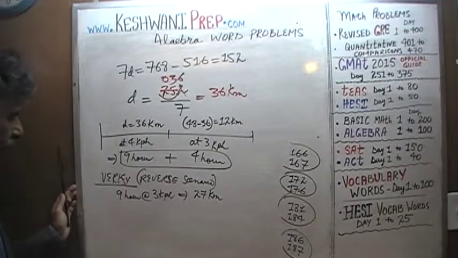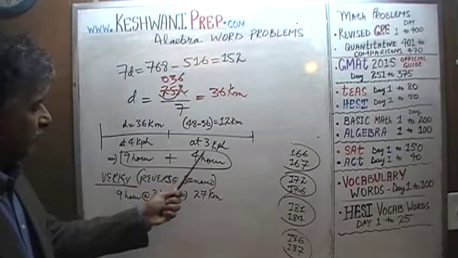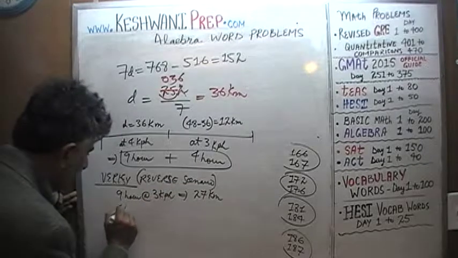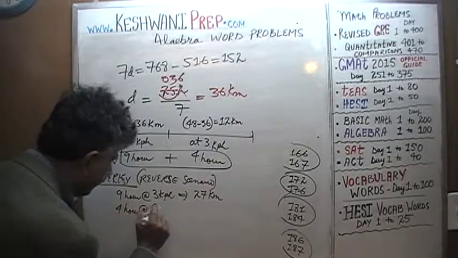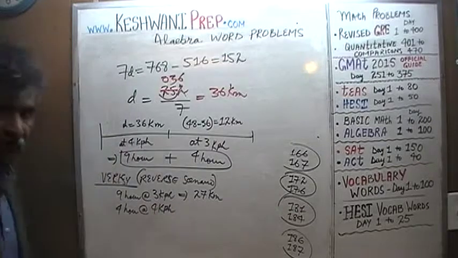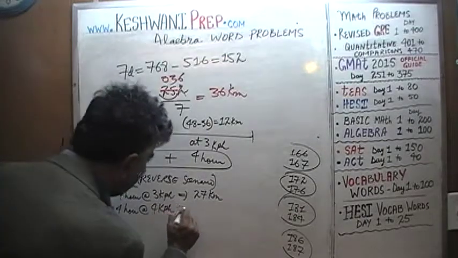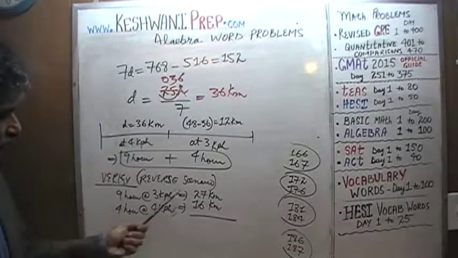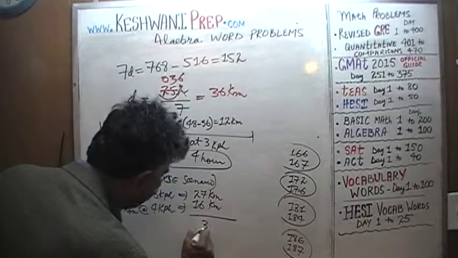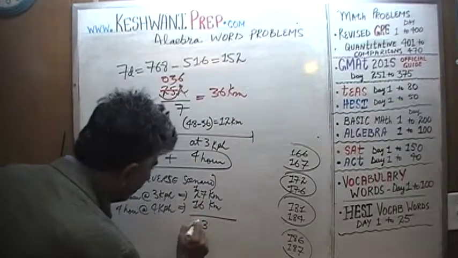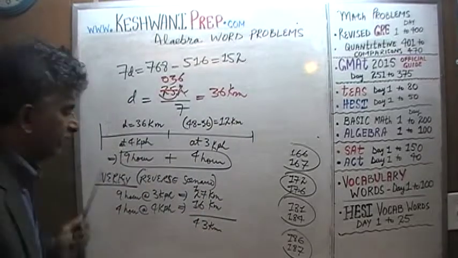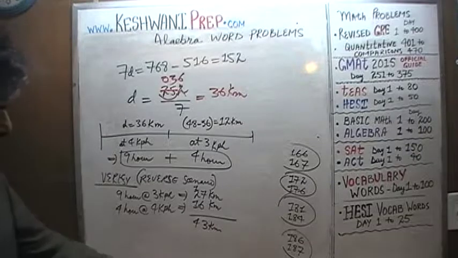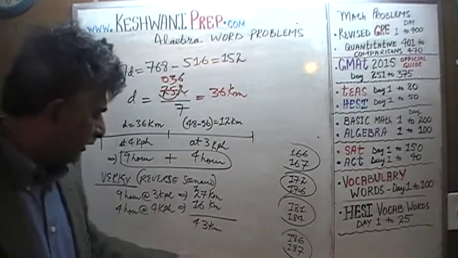You with me? And then the second segment, we went for 4 hours. If you're going 4 hours at the faster speed of 4 kilometers per hour, you would be able to go 16 kilometers. Watch what happens. If you add up the two segments, we get 43 kilometers. You would only be able to manage to go 43 kilometers.